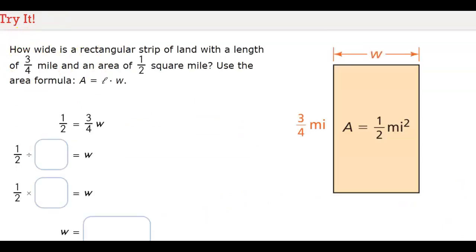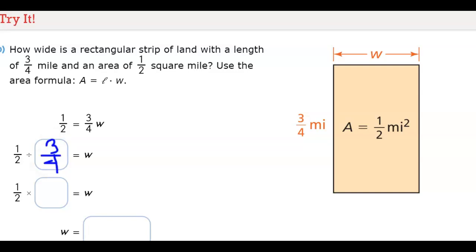How wide is a rectangular strip of land with a length of 3/4 mile and an area of 1/2 square mile? Use the area formula. Area equals length times width. All right, so we have length times width is equal to our area. And so we know that we don't know the width, so we have to divide 1/2 by 3/4.